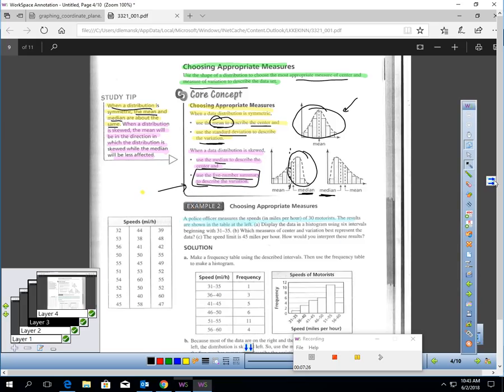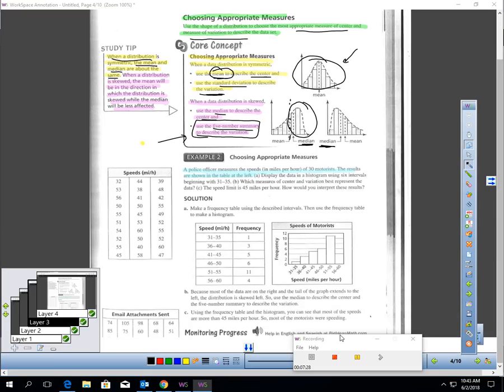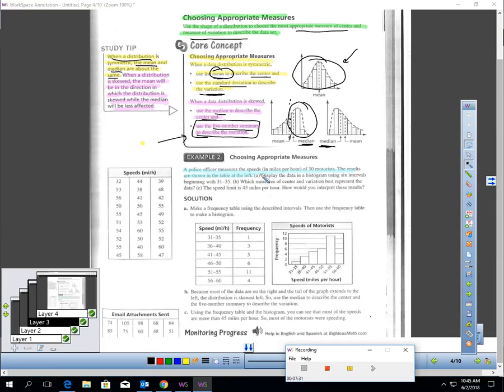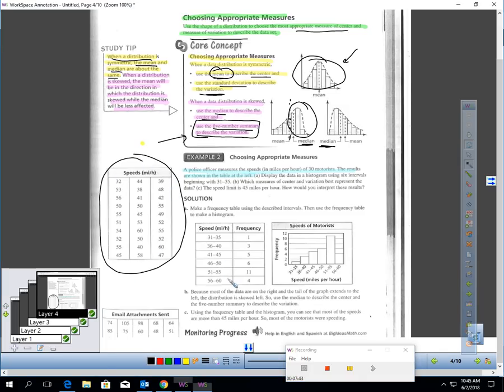Let's take a look at a sample that addresses what we just talked about. A police officer measures the speeds in miles per hour of 30 motorists. The results are shown in the table to the left. So here's 30 motorists. We're going to make a histogram of the data using 6 intervals beginning with the 31 to 35 mile per hour speed. Here's 31 to 35, here's 36 to 40, here's 41 to 45, and so on. You can see there was one person that drove 31 to 35 miles per hour.